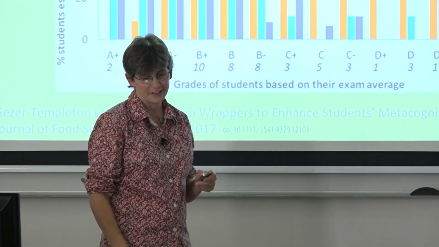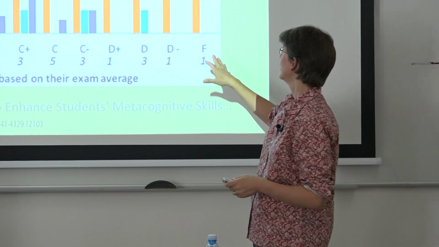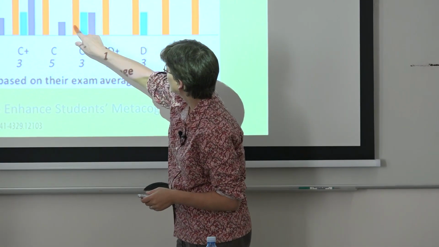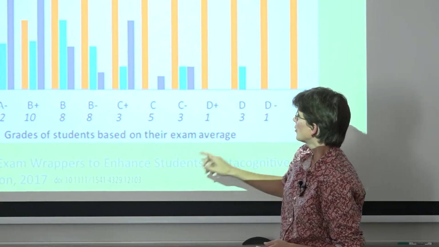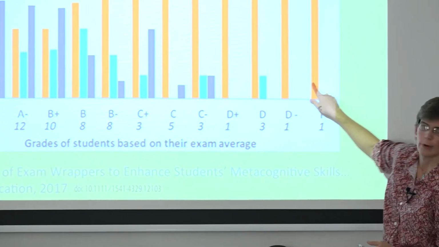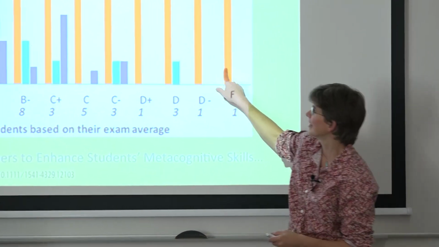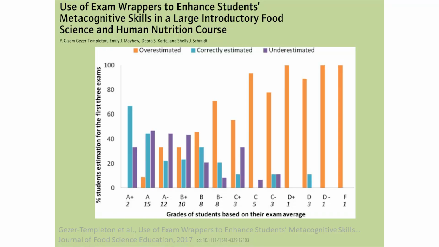This is a cool study of these exam wrappers. So this is before they did the exam wrappers. They asked the students to estimate their scores on the exams. And so each of the three colors, overestimated, correctly, and under, adds up to 100. So all the students that did badly basically overestimated their performance on the exams. And then gradually they get better. The better their understanding is, the better their understanding of their understanding is.